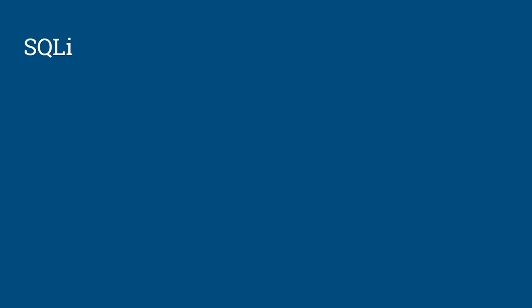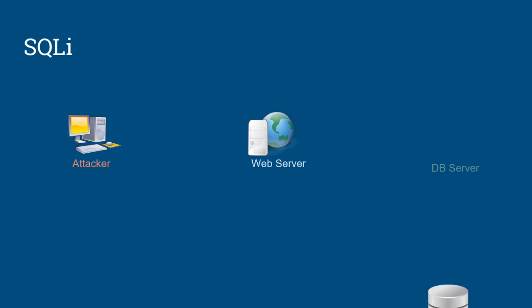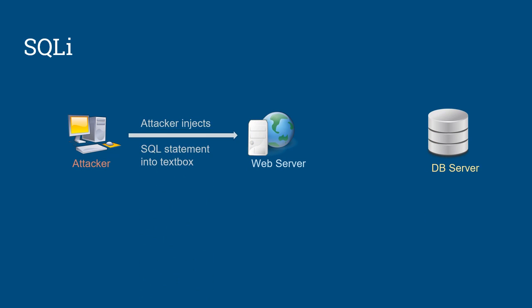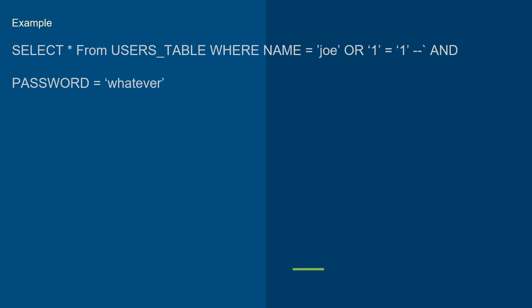Let's consider SQLI injection. Consider an attacker, a web server, and a database. The attacker tries to inject the SQL statement into a text box which goes through the web server, and due to lack of validation in code, the injected SQL is automatically executed by the database, leading to tricking the interpreter into executing unauthorized data. Now let's consider an example of SQLI.